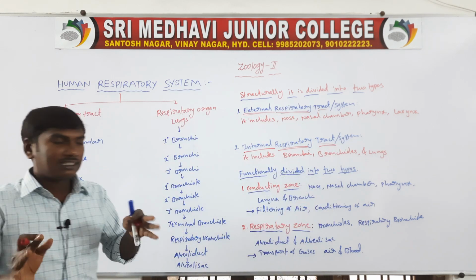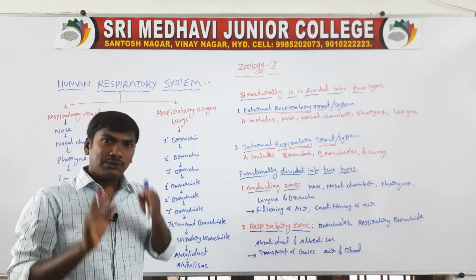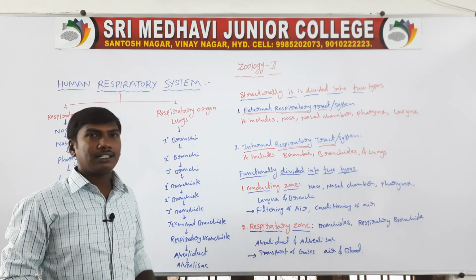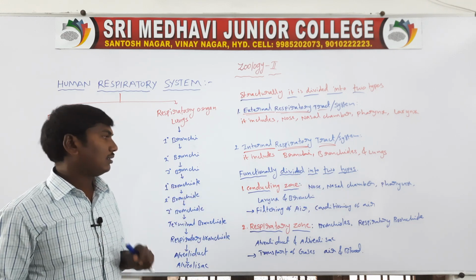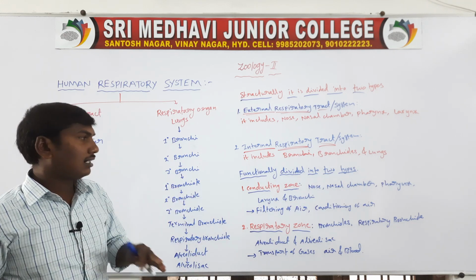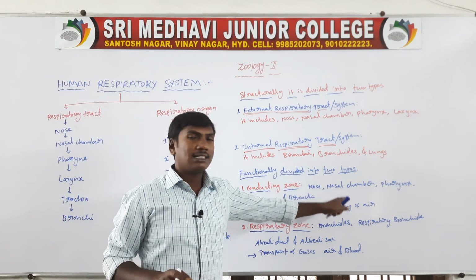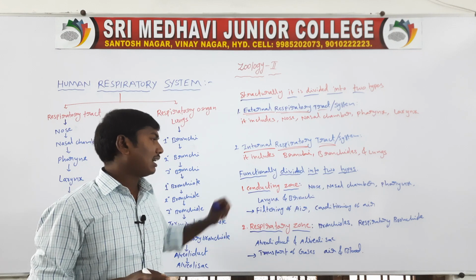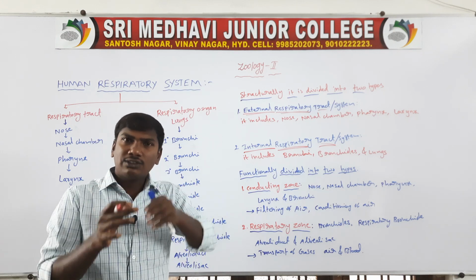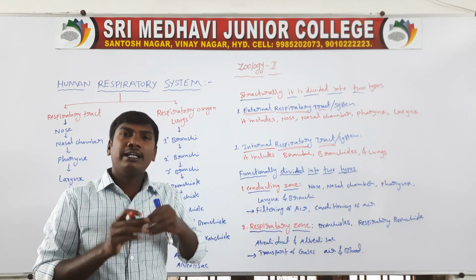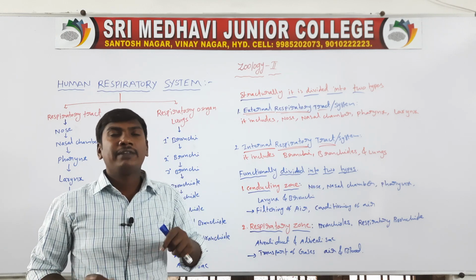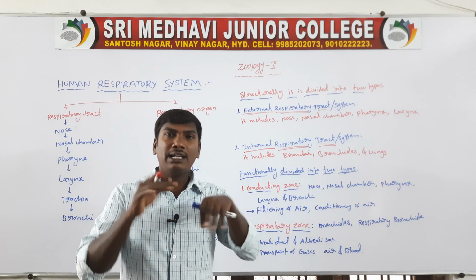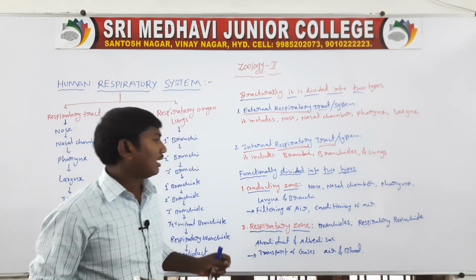Next, functionally the respiratory system is divided into two zones: the conducting zone and the respiratory zone. First, the conducting zone. The conducting zone consists of the nose, nasal chamber, pharynx, larynx and bronchi. Its function is the filtering of the air and the conditioning of the air temperature. So, that is the function of the conducting zone.